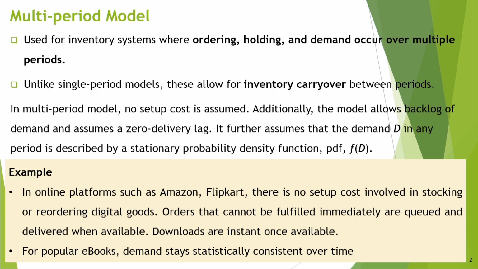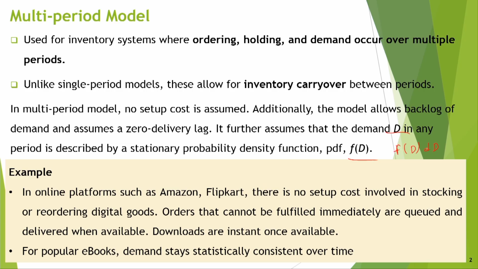It further assumes that the demand D in any period is described by a stationary probability density function, PDF, f(D). So, that means demand is probabilistic, that is why it is a probabilistic model, and the density function of that demand is f(D). Okay. So, you can say that if I multiply f(D) by dD, then it will give the corresponding probability.